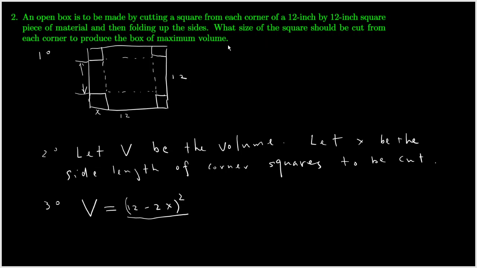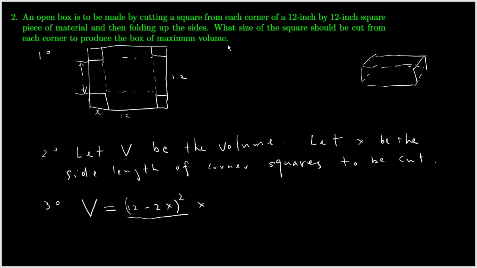And then after folding up the box, the height is going to be x. So that makes sense? Try to understand that, okay? It's easy. So you have a box, something like this. Okay. I'm not good at drawing these things.